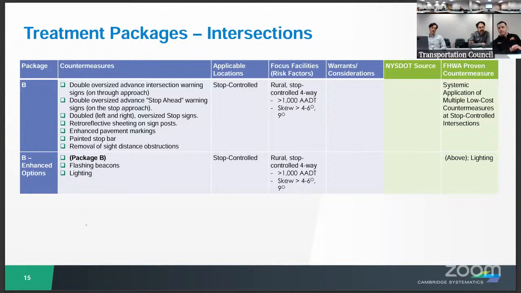Then there are enhanced options too. Some of these might need a little bit more. When I look at some areas that have had some observed crashes, there's the option of spending the extra dollars on flashing beacons and lighting as well.